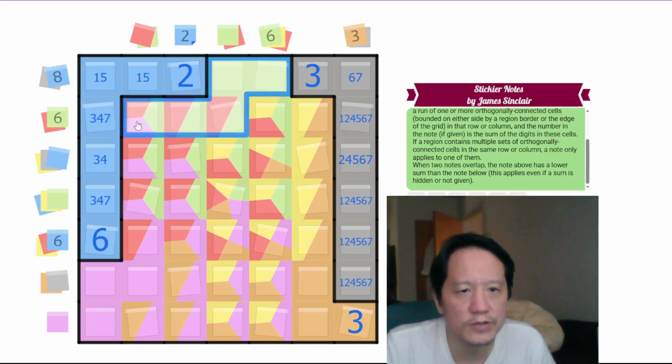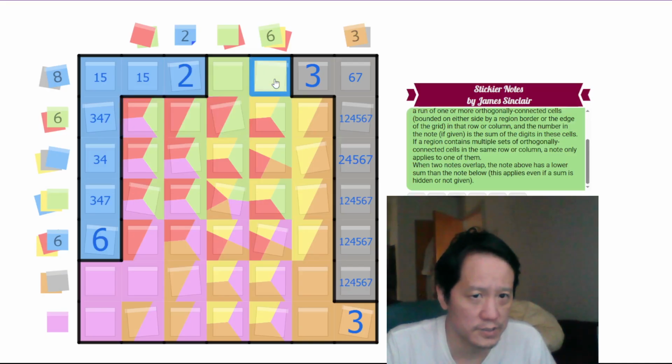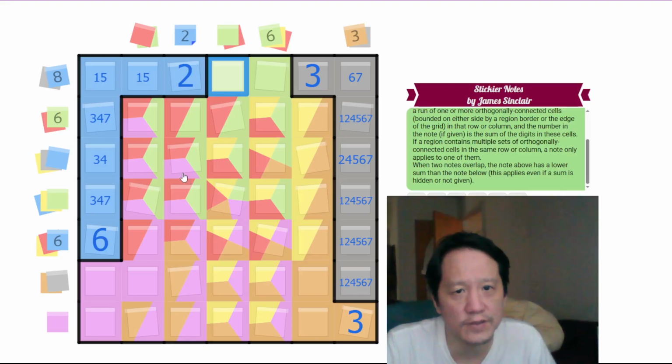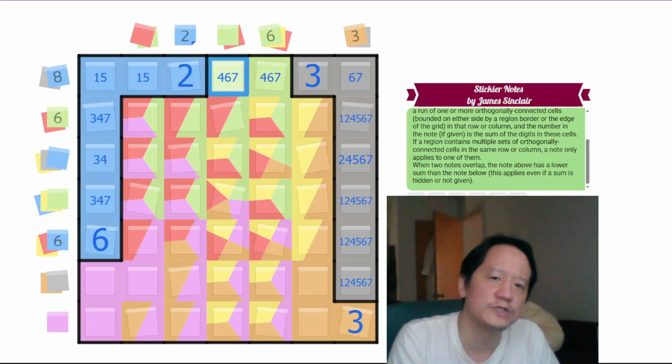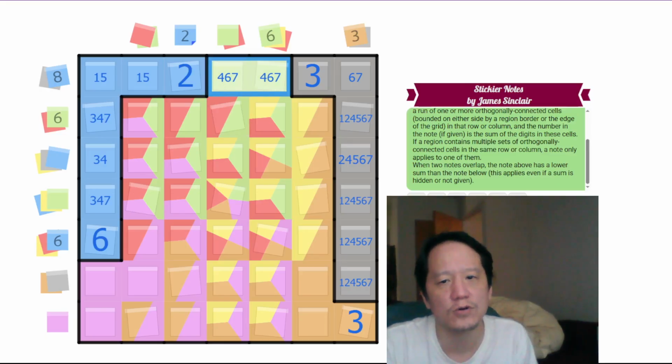You could have green doing that, which would mean this is 1, 2, and 3. This would be 6. You'd have 4, 5, or 7 there. Remaining digits in row. Oh, that's interesting. 4, 6, and 7 with a guaranteed 4.